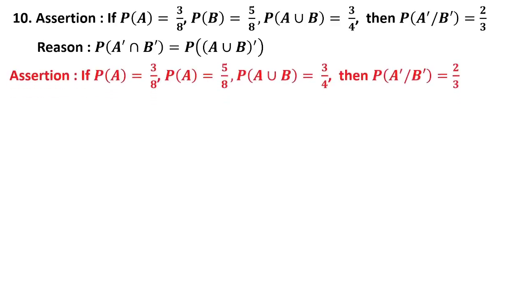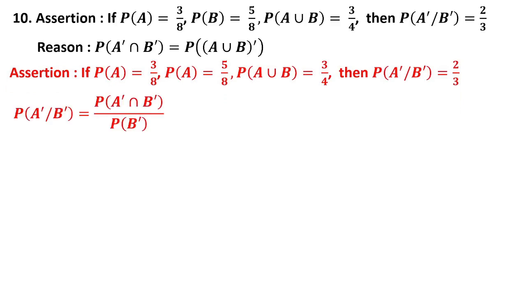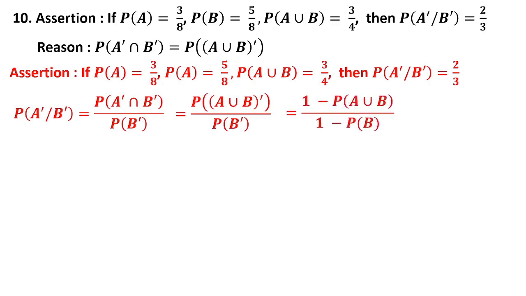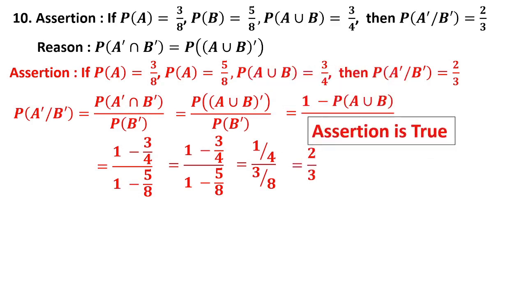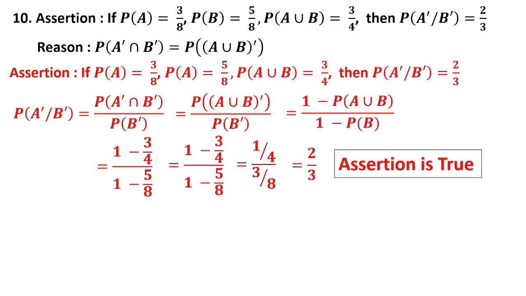Let us move on to the assertion. We know that P(A'|B') is P(A' intersection B') by P(B'), by the formula of conditional probability. And A' intersection B', by De Morgan's law, is (A union B)'. So the numerator is not A union B, the denominator not B. Therefore, (1 - P(A union B)) / (1 - P(B)). By putting the values, I am getting the answer as 2/3. Therefore, the assertion is true.